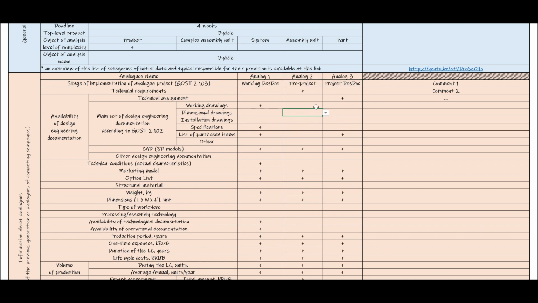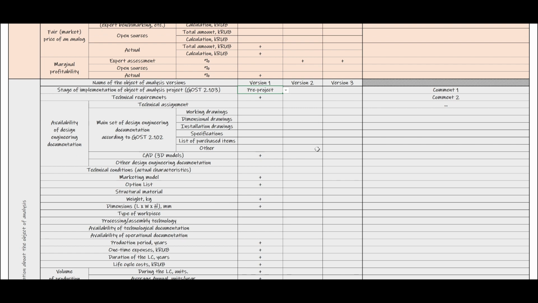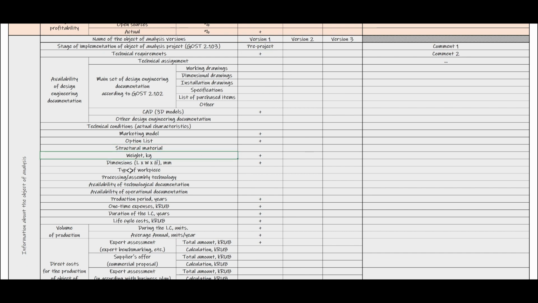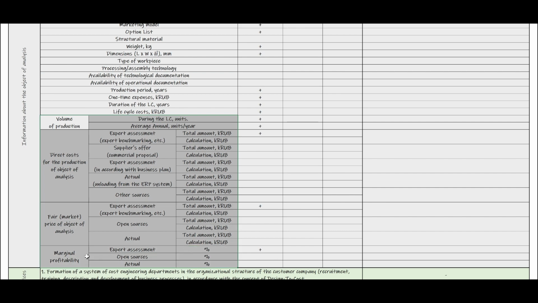In my opinion, it makes no sense to comment on the content of these blocks, since the names of the fields or cells show that the purpose of filling them in is to establish a sufficient level description of such parameters of analysis and the object of analysis as availability of design engineering documentation, marketing information, technological information, basic life cycle parameters, and economic parameters for analytical work. Accordingly, depending on the level of complexity of analyzed objects, some fields may be left blank.